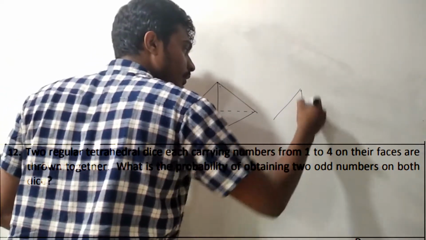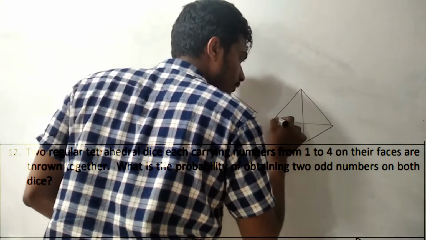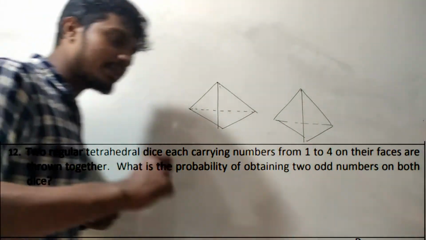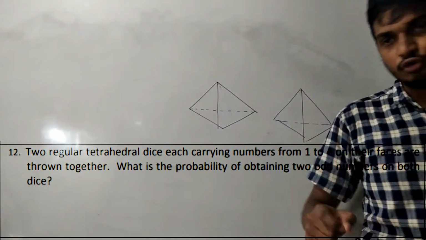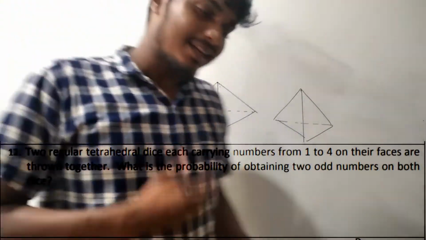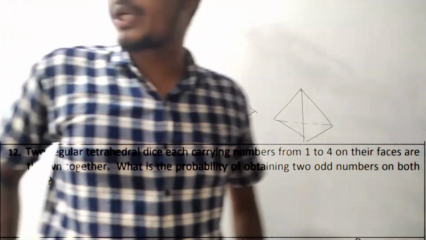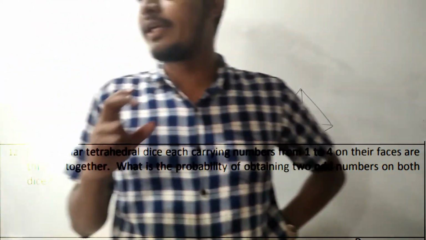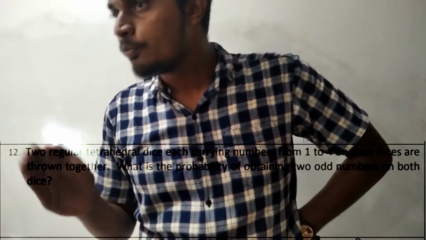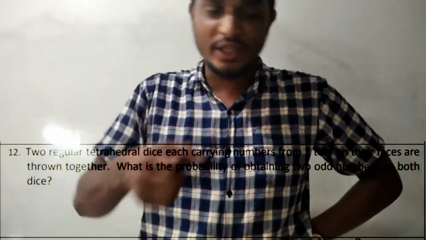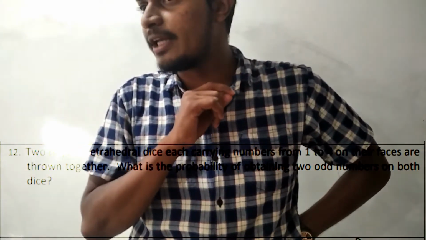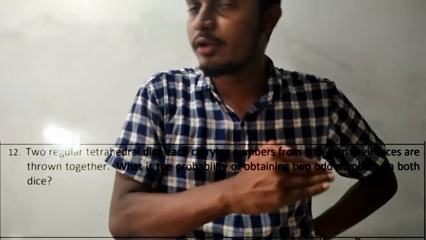Each tetrahedron is marked with numbers 1 to 4. So it's marked as 1, 2, 3, 4, and there are 2 such tetrahedra. So guys, let's read out the question. Two regular tetrahedral dice, each carrying numbers from 1 to 4 on their faces, are thrown together. So you take them and put them together. What is the probability of obtaining 2 odd numbers on both the dice?